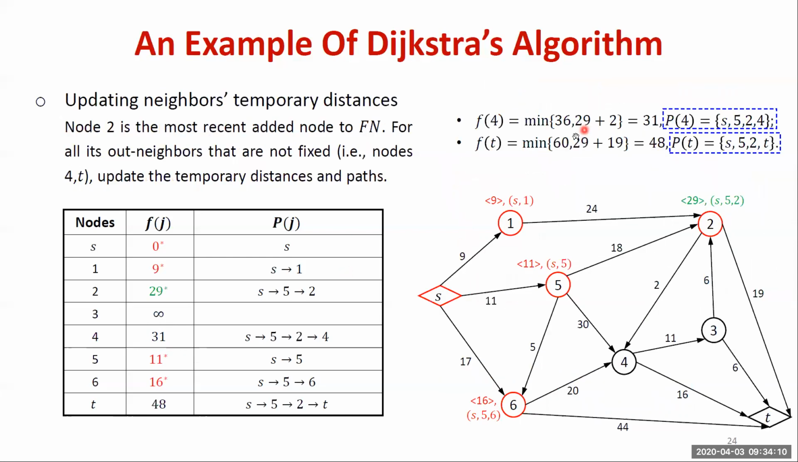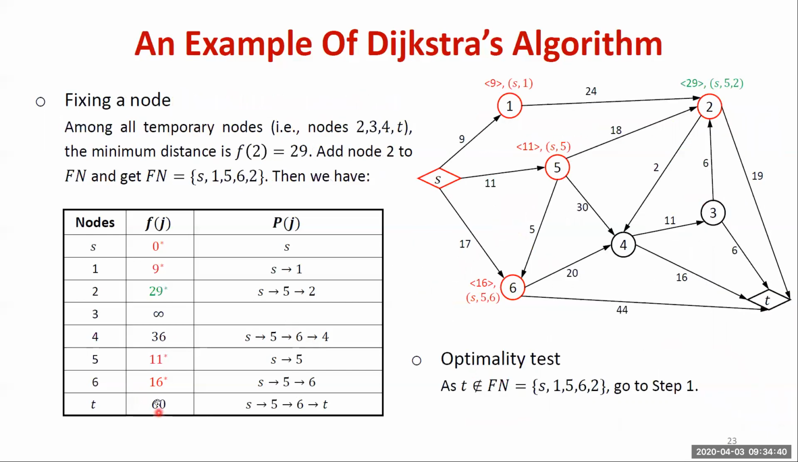Which one is smaller? Clearly 31 is smaller. So you need to update the path of 4, which is you're going to copy and paste the previous shortest path from S to 2, and add a 4 here. So S to 5 to 2, and then to 4. This is the current shortest path to 4, with the shortest distance 31. And then how about t?